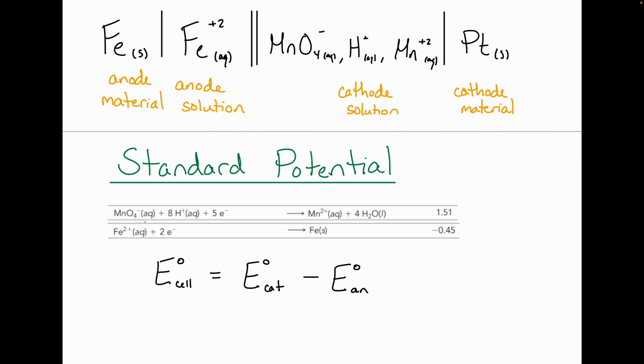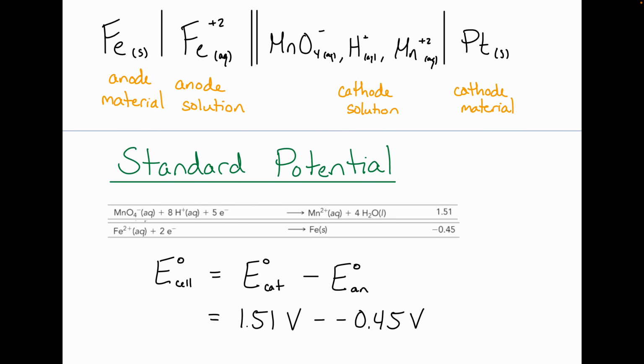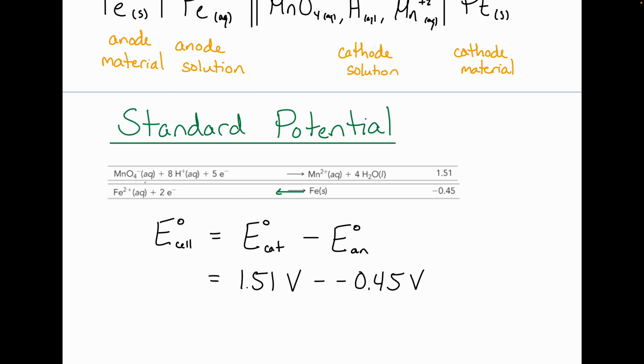All right, so as we noted up here, our cathode is that permanganate solution. So here's my reduction reaction taking place at that cathode, minus my negative 0.45 volts from my oxidation half reaction. Remember, that's looking in this direction here, the opposite. So we get a standard cell potential of 1.96 volts.